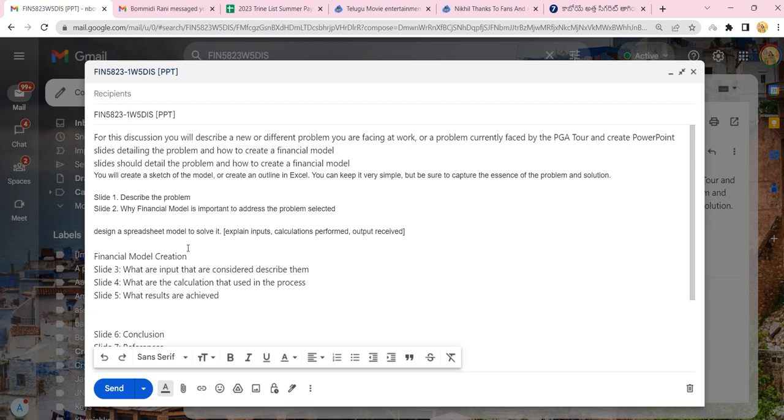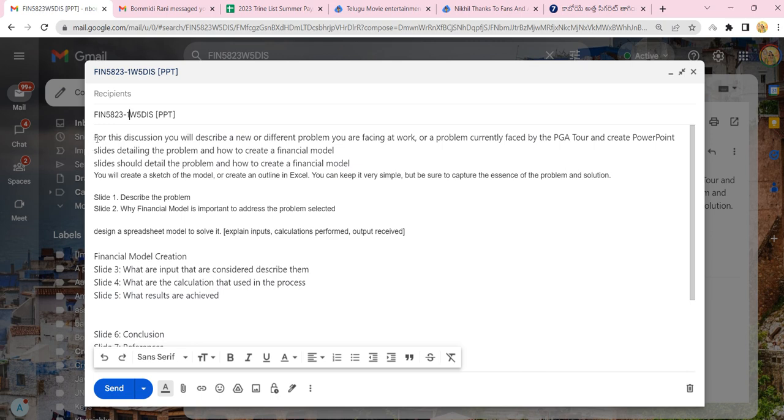Hello everyone. In this video, let us try to understand how to complete this FIN5823-1W5DIS discussion. Like the way we addressed the works earlier, from week 1 to week 4, whatever type of work we did, this is very similar. But in this task, we will be creating a PowerPoint presentation.